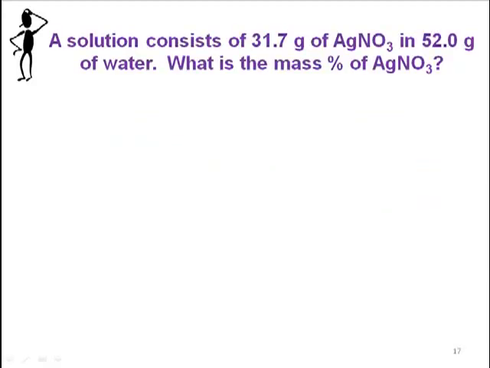So if we had a solution of 31.7 grams of silver nitrate in 52 grams of water, what is the mass percent? I'll give you a minute to calculate it. It might take you less time. You've got 50 seconds. If you're done, just say yes.